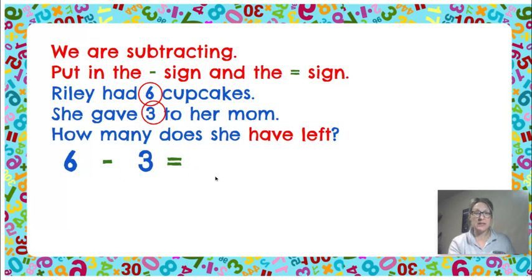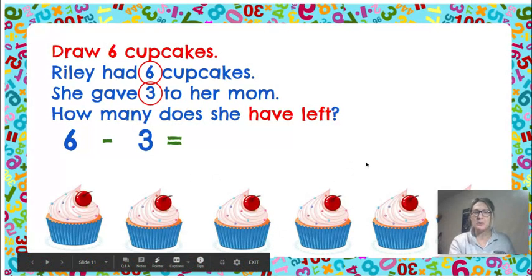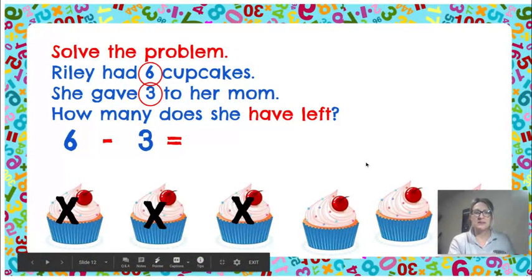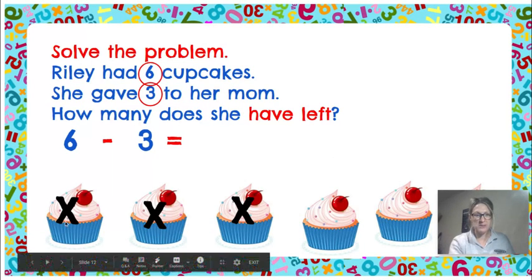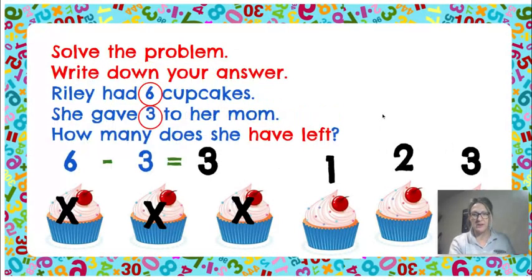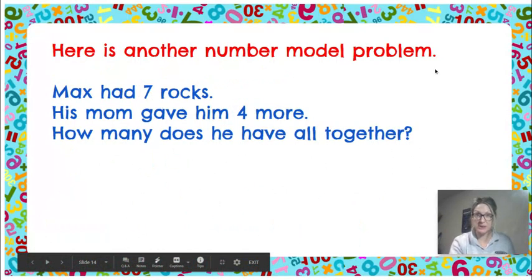6 minus 3 equals, well, let's draw a picture. I've got 6 cupcakes. How do we show that some were taken away? We cross out the number that she took away. So she took away 3. She had 6. You can't see the other cupcake behind my picture, but there's one right behind me. She had 6 cupcakes. She gave this one to her mom, and that one, and that one. How many are left over here? 1, 2, 3. Okay, so our answer is 3. 6 minus 3 equals 3.